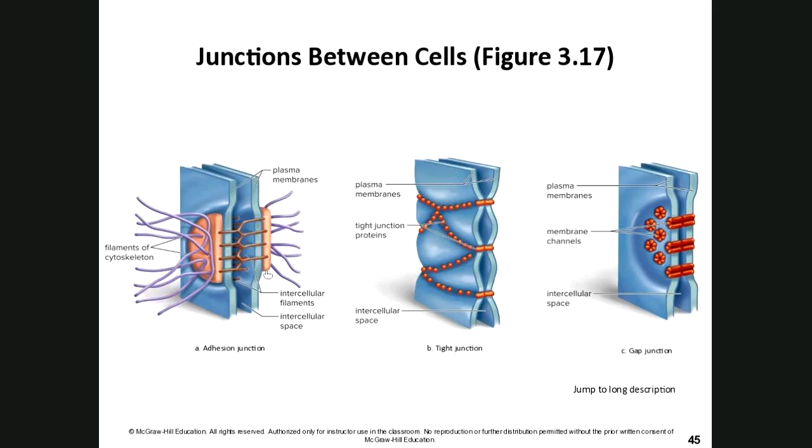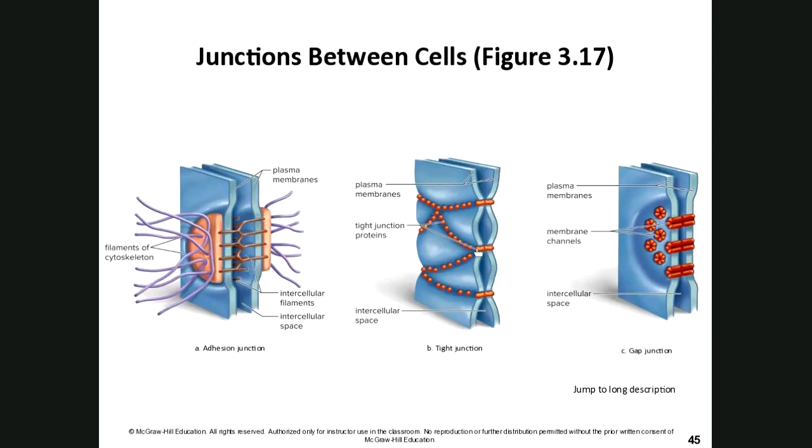So here is an example of our adhesion junction, where we have these filaments of a cytoskeleton attached together. And then we have these tight junctions, where the cells are kind of riveted to one another by these proteins. There isn't really anything that can go between them, but it helps to make a nice solid foundation.